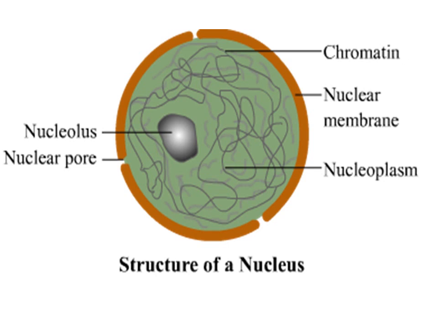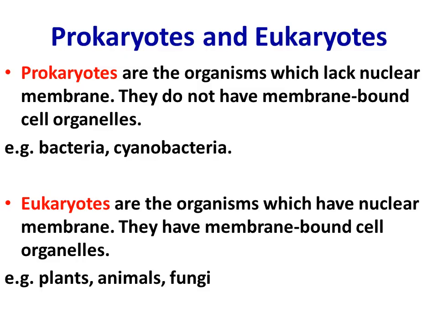Now inside the nucleus there is a fluid called nucleoplasm, and there is a dense spherical structure called the nucleolus. And there is also one more thing, chromatin, thread-like structures which are present inside the nucleus. So this was the structure of a nucleus.